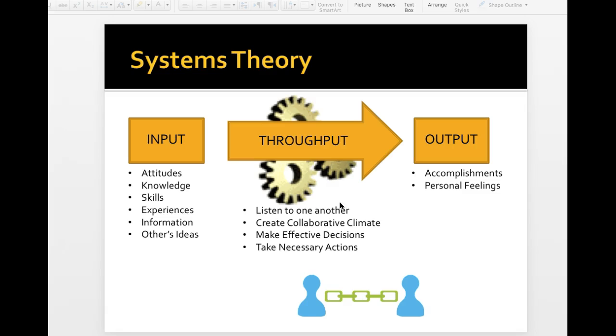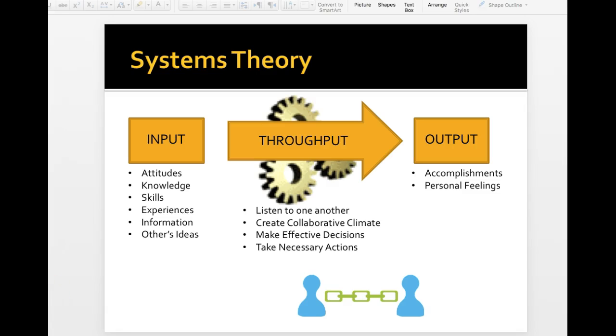Everybody brings something to the table, the input. You use all those attitudes, knowledge, skills, experience, and information to work, and you're making that work towards an output. That's the throughput. So think of it as going through the gears or going through the process into the output. And that's what you're trying to do. So those three terms are associated with systems theory: input, throughput, and output. Make sure that you write those down.